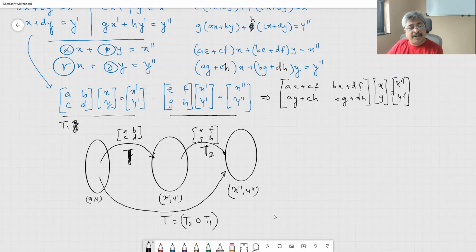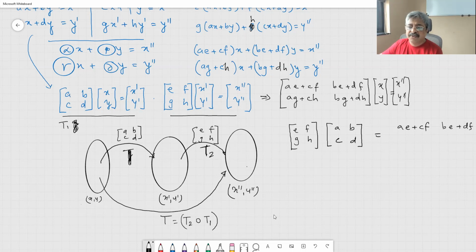As far as multiplication of matrices is concerned, EFGH when multiplied by ABCD, you are supposed to get A plus CF, B plus DF, AG plus CH, BG plus DH.